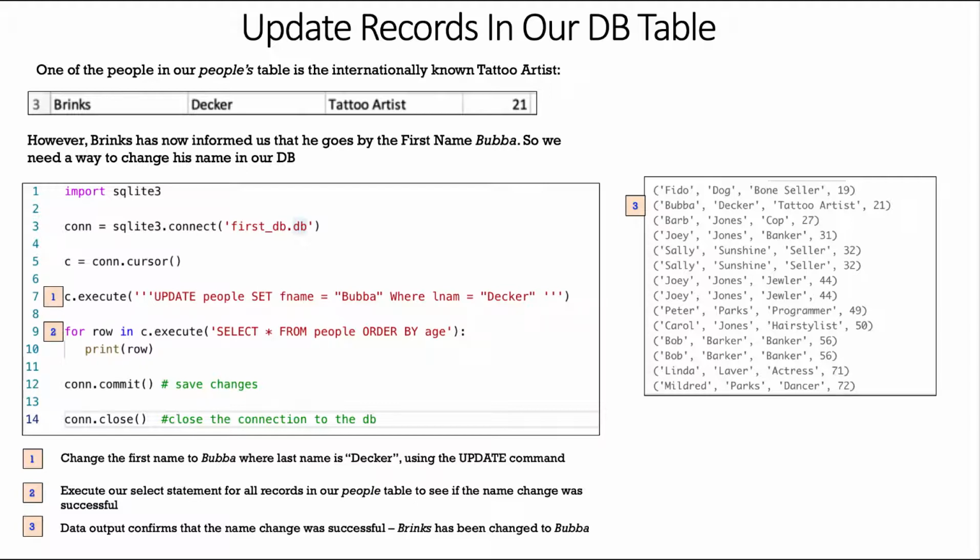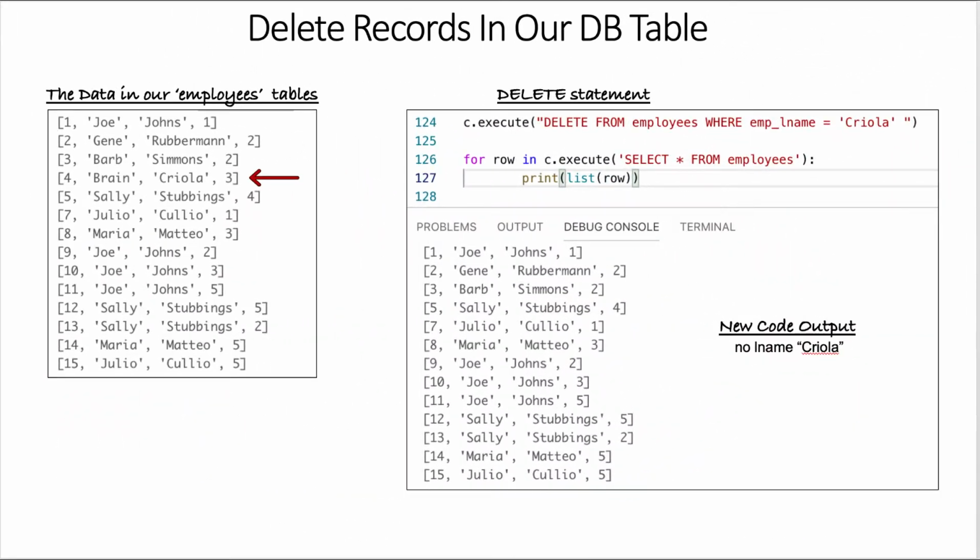So this code, the beginning and the end, is the same as we have seen in the last several slides. However, we have an update statement here. Update people. So again, the table that we want to update. Set f_name to Bubba, where the last name is Decker. So very simply, for row in C.execute select star from people, and we see that indeed over here, Decker is now associated with Bubba as a first name instead of Brinks. So mission accomplished.